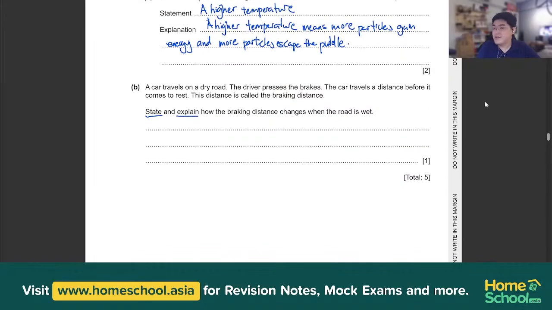Interesting. Okay, so basically on a dry road, there's better friction between a car and the road. So on a dry road, the friction is stronger. But on a wet road, the friction is lower. So because of that, when the road is wet, the braking distance should be longer. Let's write down. Pardon the horrendous handwriting here. Let me just do this properly again.